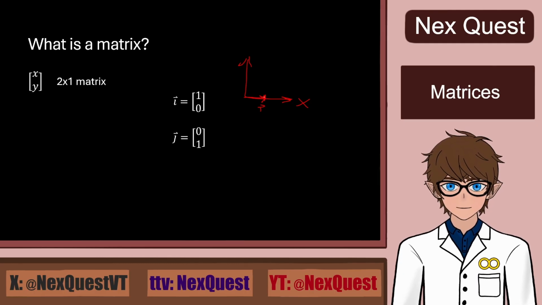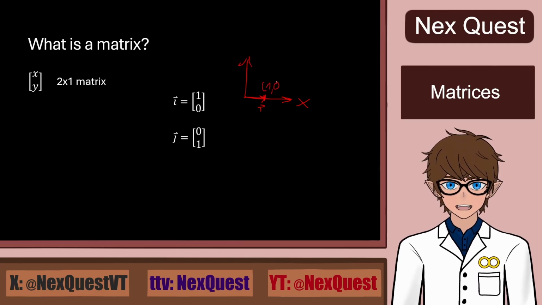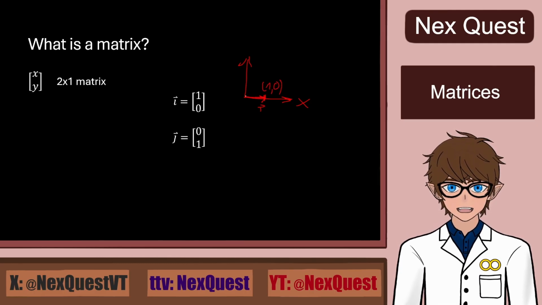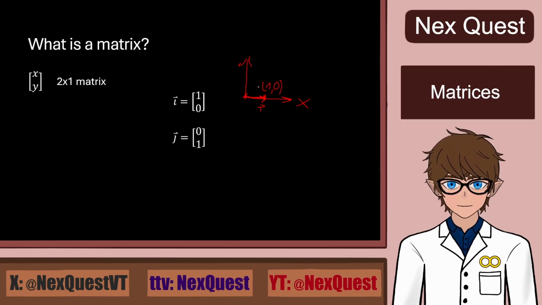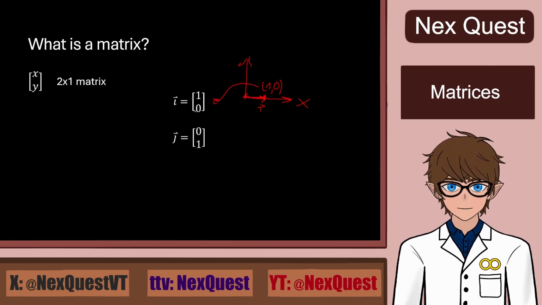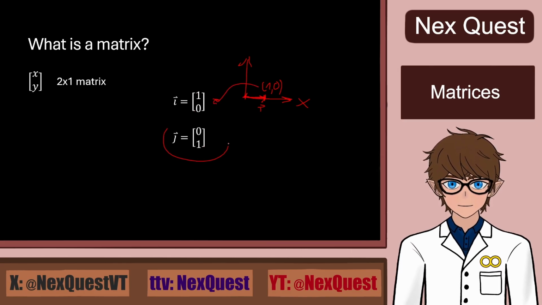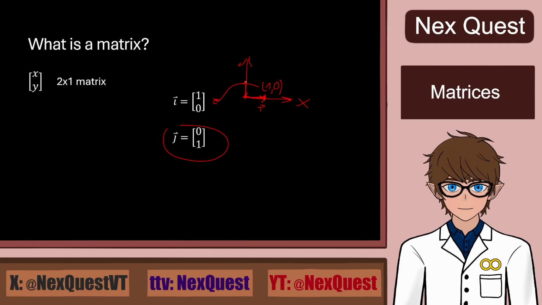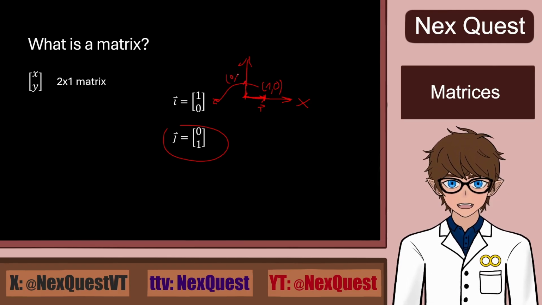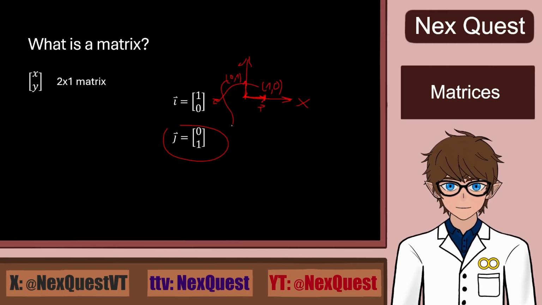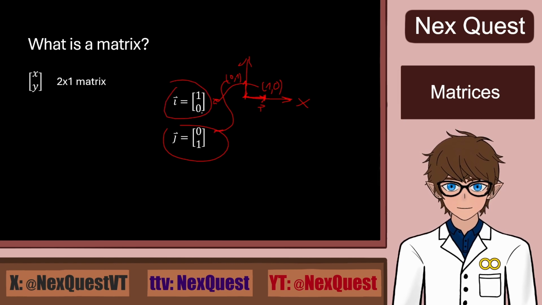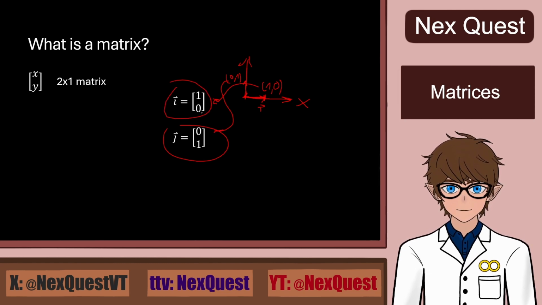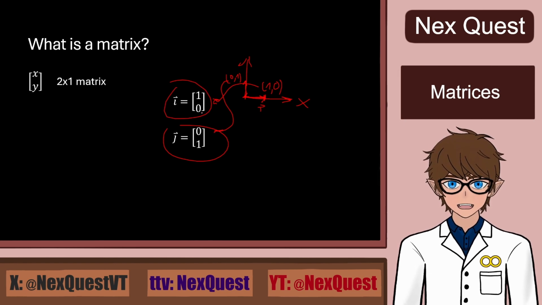It has a value of 1, 0, because it moves 1 along the x-axis and 0 along the y-axis. So its representation would be 1, 0. For j, it's the other way around, because it goes up 1 unit and 0 towards the right. So kind of like this. It's just one more example to reinforce this knowledge in your minds.